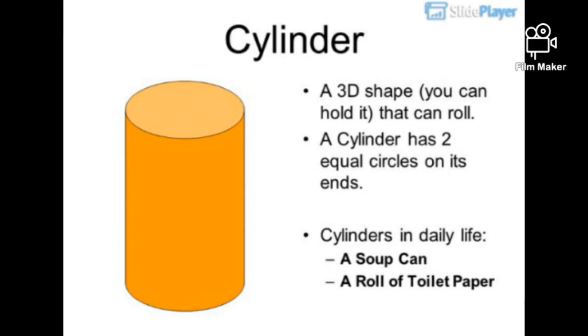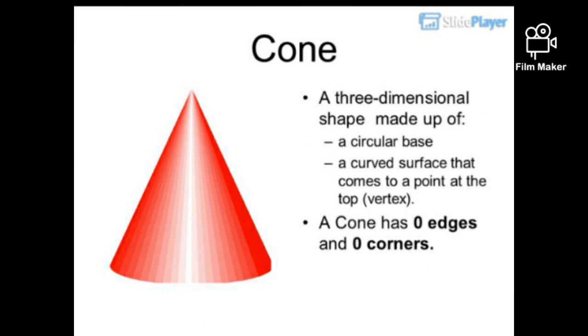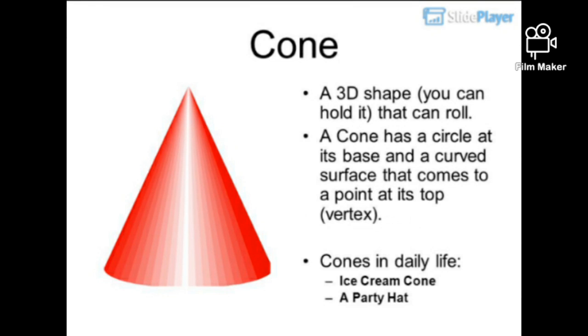The next here is the cone. A cone is a three-dimensional shape made up of a circular base and a curved surface that comes to a point at the top called the vertex. A cone has 0 edges and 0 corners. That vertex is also called the apex. Examples of cones include an ice cream cone, a party hat, a spinning top, a thatched roof, a Christmas cap, and so on and so forth.